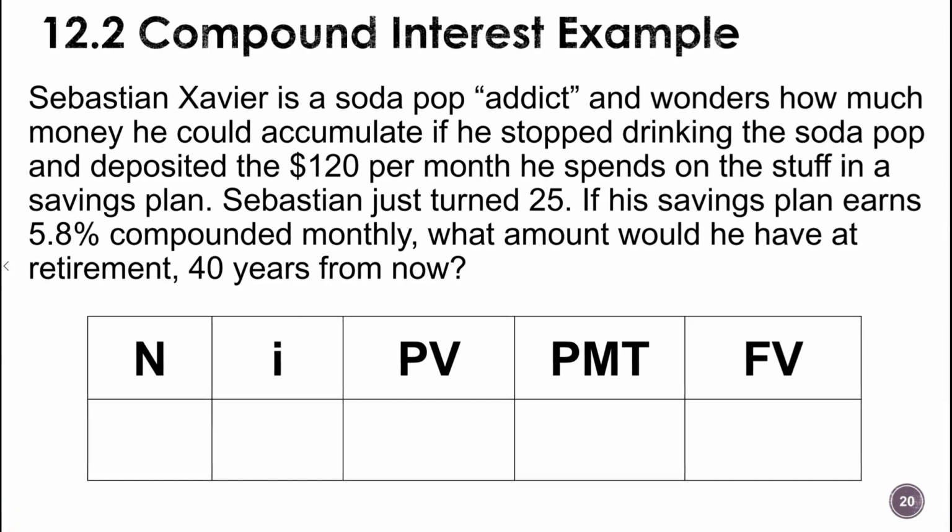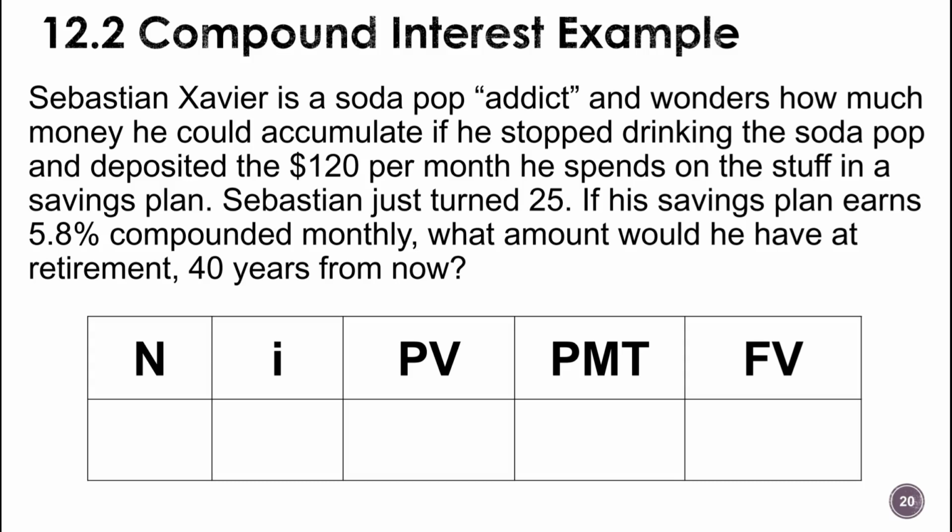All right, let's look at this question. Sebastian is a soda pop addict and wonders how much money he could accumulate if he stops drinking pop and deposits that $120 per month he spends on the stuff in his savings plan. Sebastian just turned 25. If his savings plan earns 5.8% compounded monthly, what amount would he have at retirement 40 years from now? So that would be when he's 65 years old.